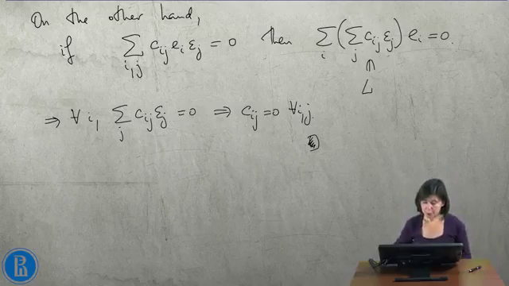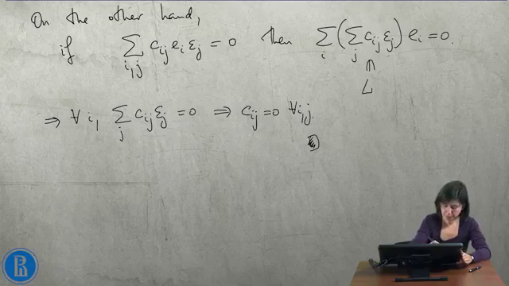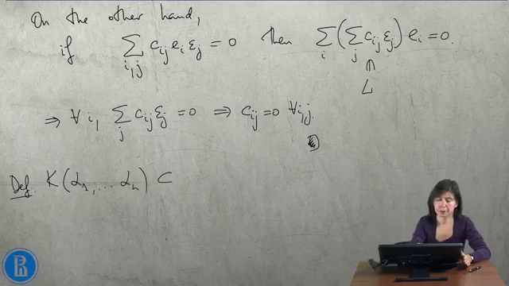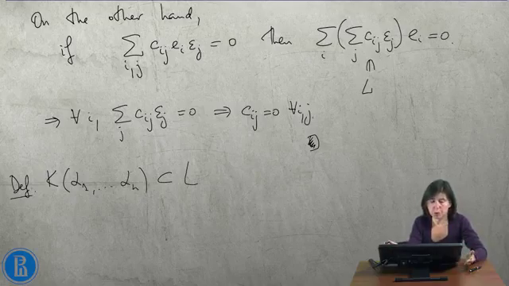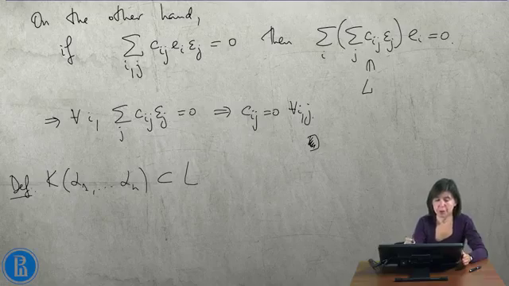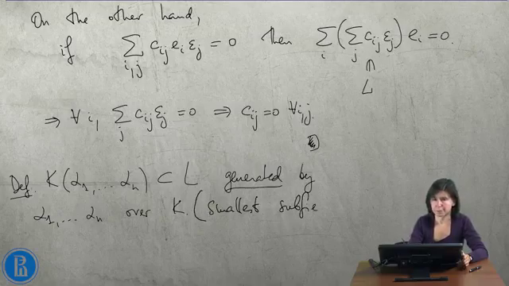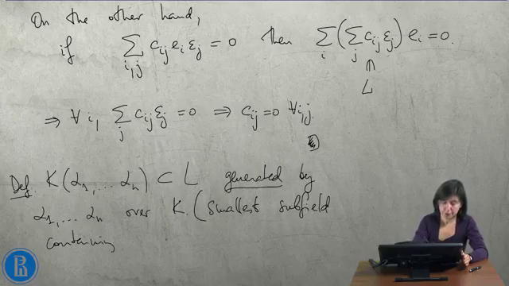Now I would like to prove a second theorem. Let me introduce one more notation, which is quite obvious. I will call K(alpha 1 and so on, alpha n) in L the smallest subfield of L containing K and the alpha_i. I will also often say that this is generated by alpha 1 and so on, alpha n over K. So this is the smallest subfield containing K and alpha_i.